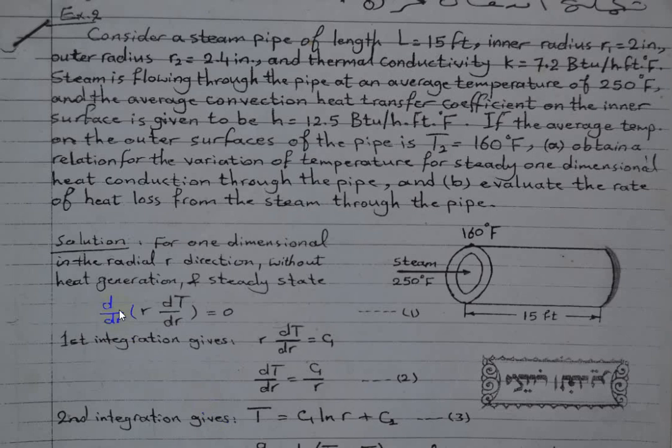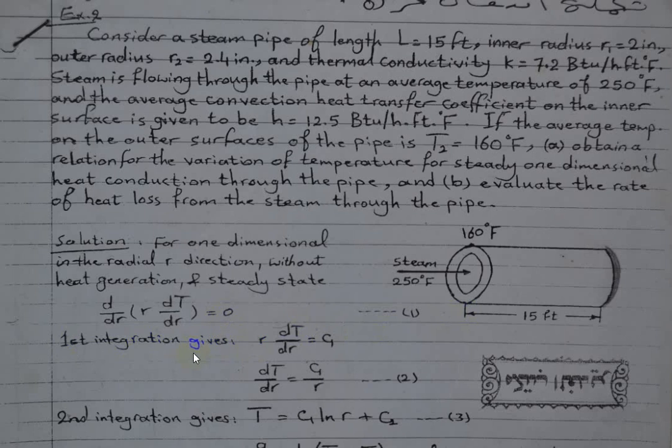So d/dr is a derivative of the entire inner term, as you can see right in front of you, the entire bracket-bounded term: d/dr of r dT/dr equals 0. This is the bracket-bounded term. The d/dr is the change of T with respect to r, equal to 0, as you can see. This is the equation.